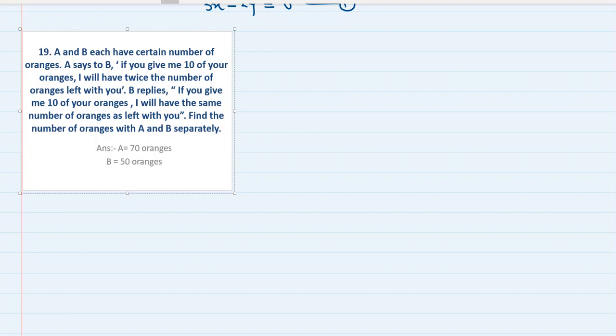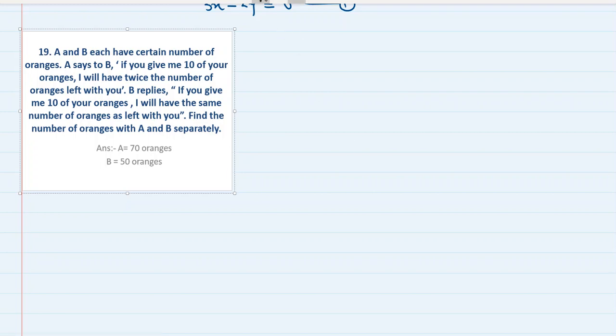A and B each have a certain number of oranges. A says to B, if you give me 10 of your oranges, I will have twice the number of oranges left with you. B replies, if you give me 10 of your oranges, I will have the same number of oranges as left with you. Find the number of oranges with A and B separately. Sounds very confusing. It is not.